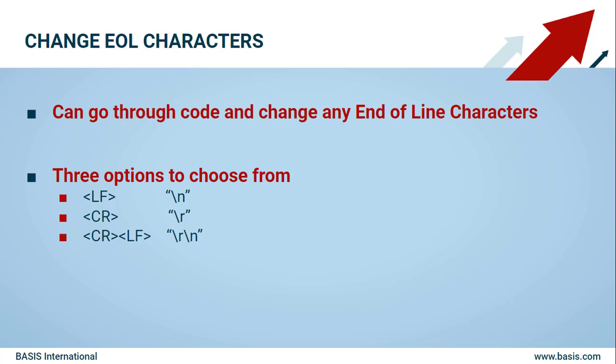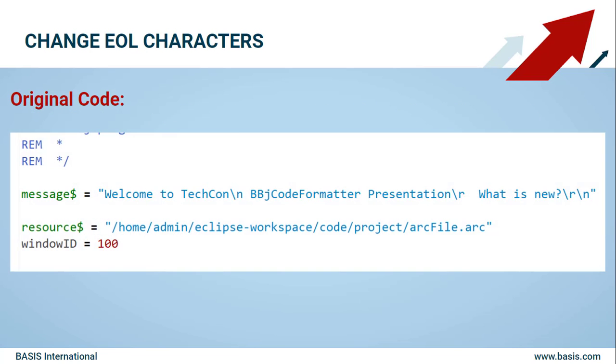Option 1 is probably the most common, which is the line feed character, or, as you might know, \n. The second option to choose from is the carriage return, or \r. The final option for Windows users is a combination of both the line feed and carriage return character, which is the double \r\n. Once one of the options is selected, the BBJ code formatter will go through and find any end-of-line characters and replace them. Let's take a look at an example.